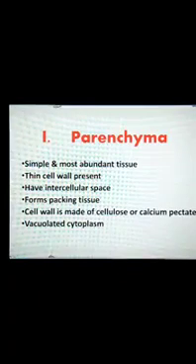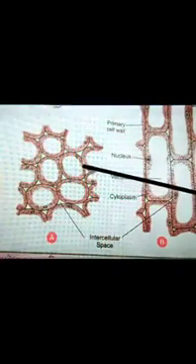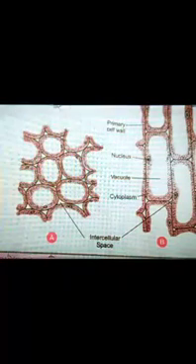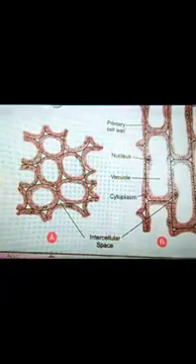These general characters will become more clear to you through these diagrams. You can see these diagrams. These are the parenchyma tissues. In transverse section, we will observe the tissue having cells of spherical shape or cuboidal shape, and in longitudinal section, the cells will have a cylindrical shape. This is the transverse section, this is the longitudinal section.